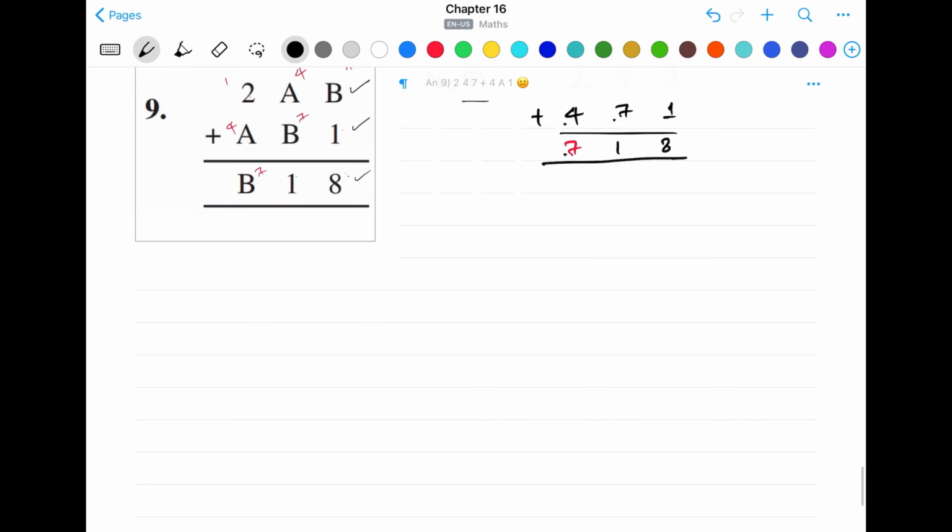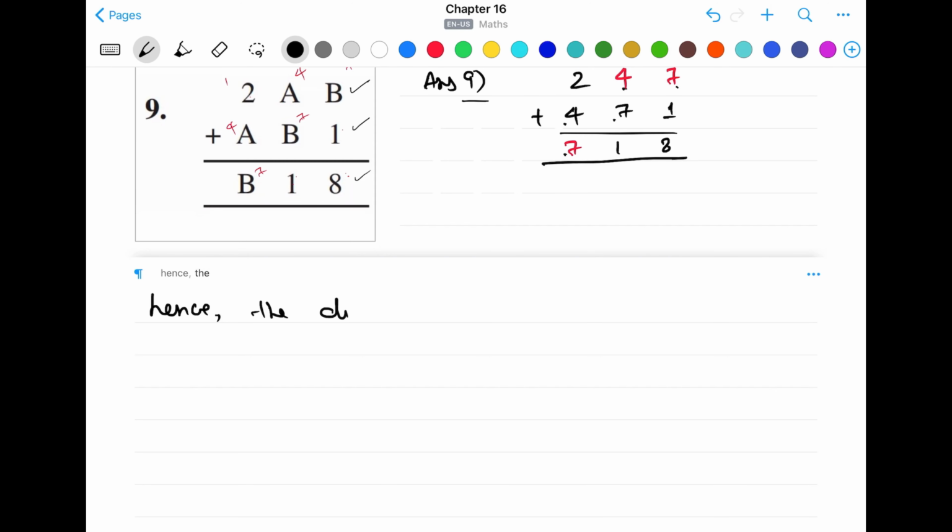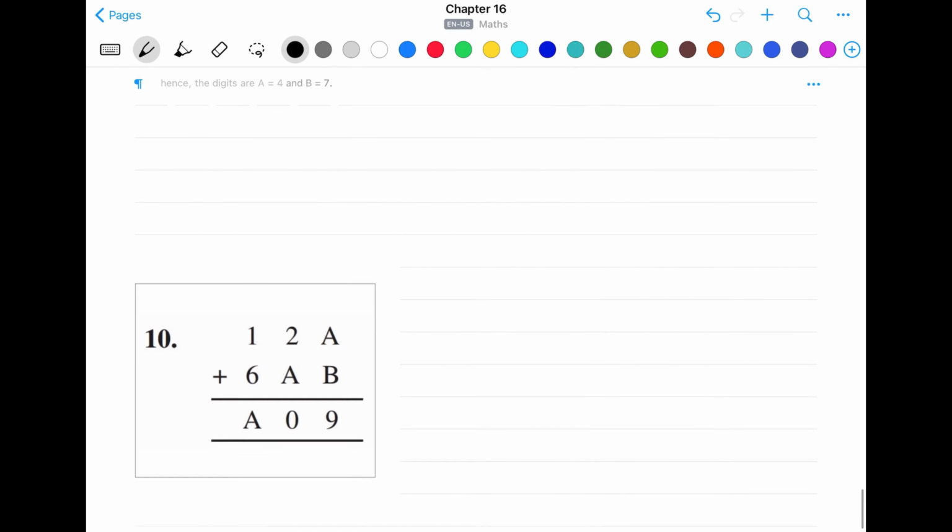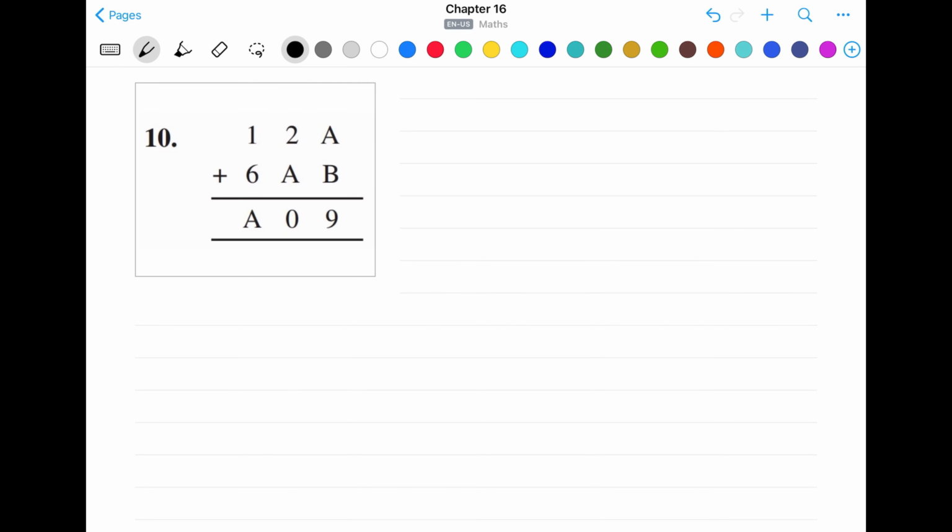Okay, so I'll write, hence the digits are a equals to 4 and b equals to 7. Okay, now moving to the next and the last question of this exercise. We have again two 3-digit numbers. When added, we are again getting a 3-digit number. Okay, so let's try it.